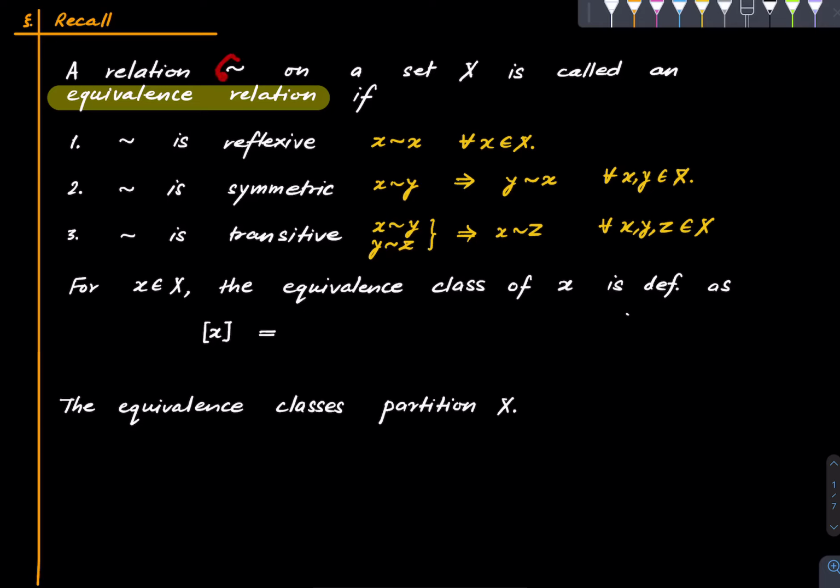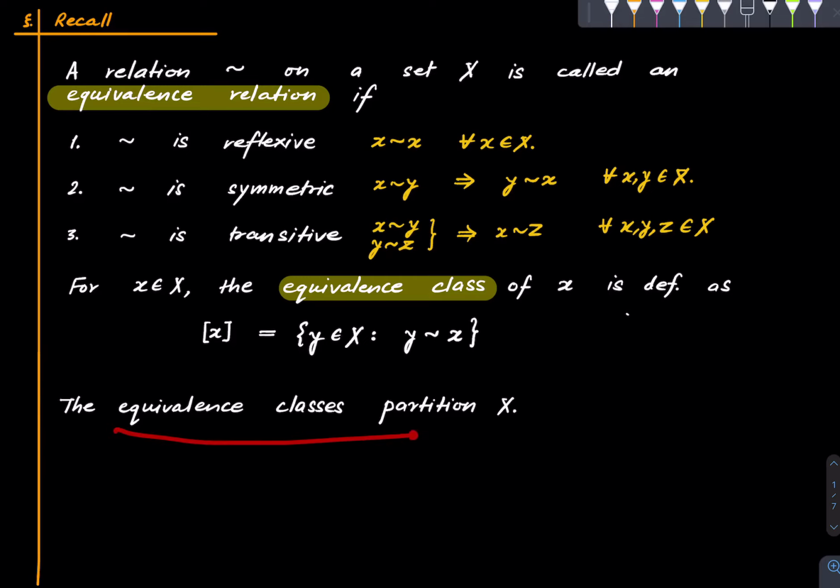Once we have an equivalence relation tilde on a set X, the equivalence class of x is defined as, this is the notation generally used, but one may use a different notation, all the things in X which are related to x. So it's a very simple definition. And the set of all the equivalence classes partition the set X. So once you have an equivalence relation on a set, you also induce a partition of the set X.